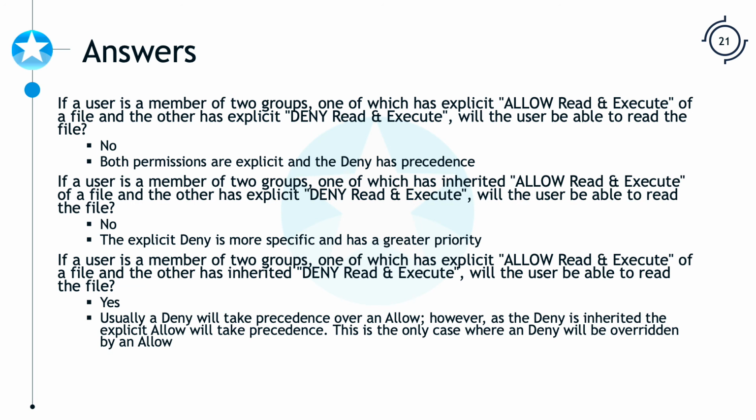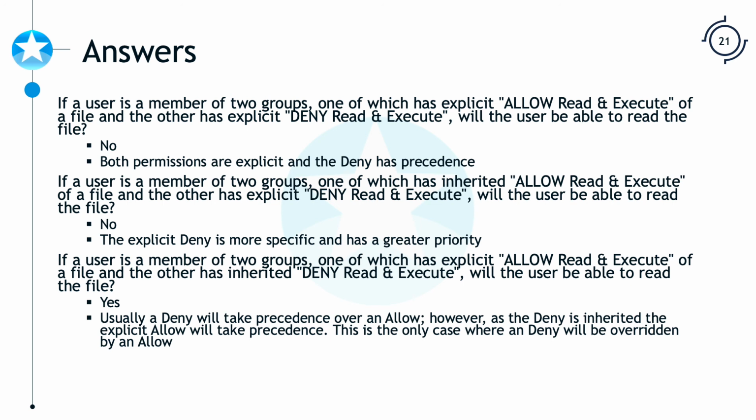Question 2, same user, two groups. We have an inherited allow and explicit deny. In this case, the user will not read the file. Remember, the explicit deny wins over everything else.